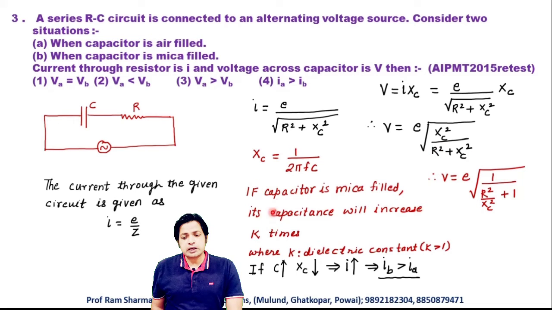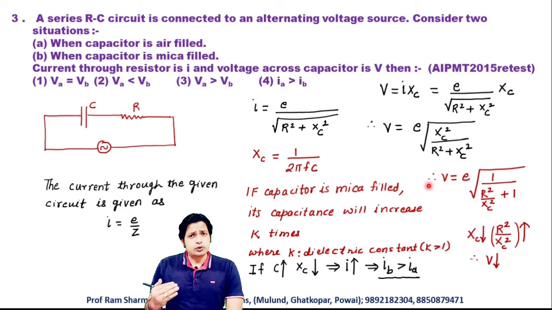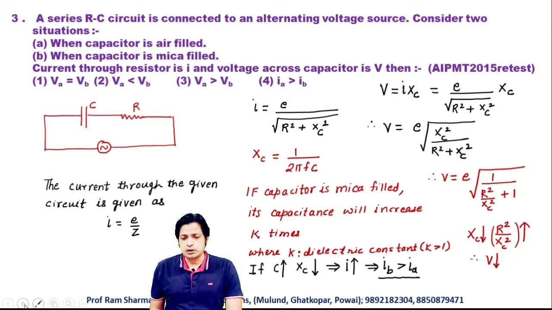Now, when mica is introduced, capacitance will increase, and if capacitance increases, this denominator Xc will decrease. Listen carefully, concentrate properly please. First, Xc will decrease, so R square by Xc square will increase, and if the denominator increases, then the voltage will decrease. So the voltage later will be less than the voltage initially, or you can say voltage in case B will be smaller than the voltage in case A. So my answer is VB less than VA, and this corresponds to option number 3.